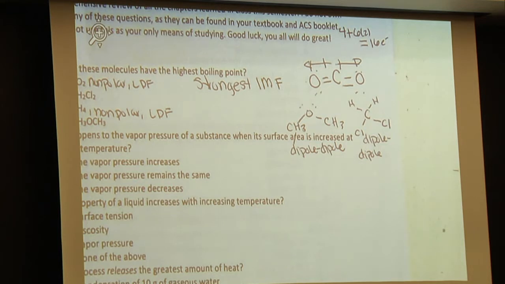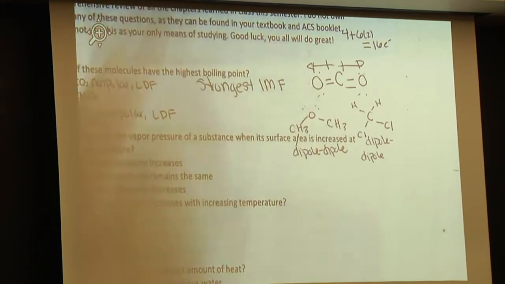D? How much is the mass of chlorine? It's 36, right? So you have two 36s and oxygen's only 16. So the answer should be B.